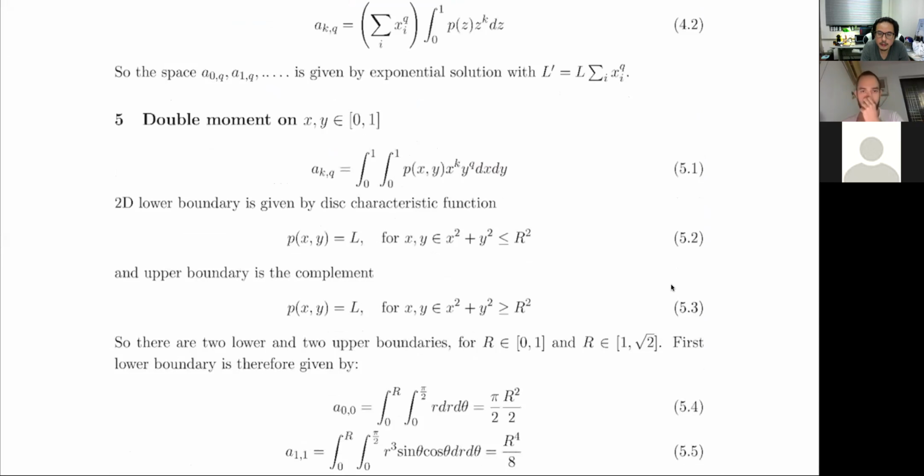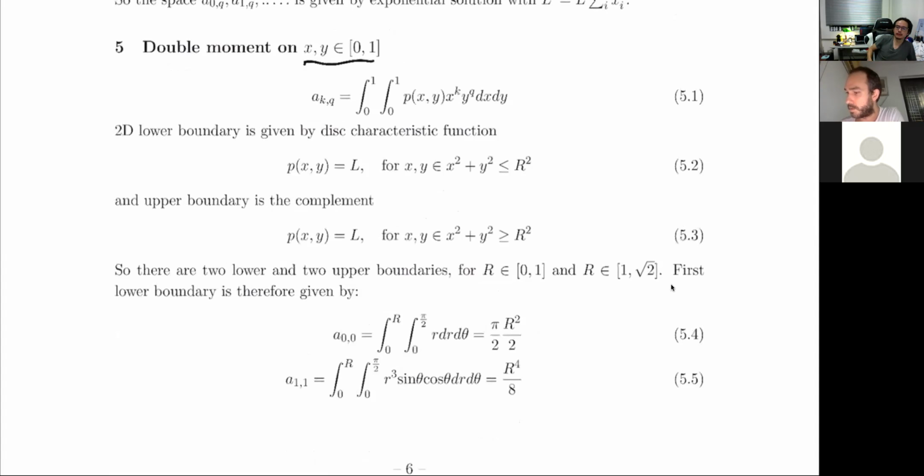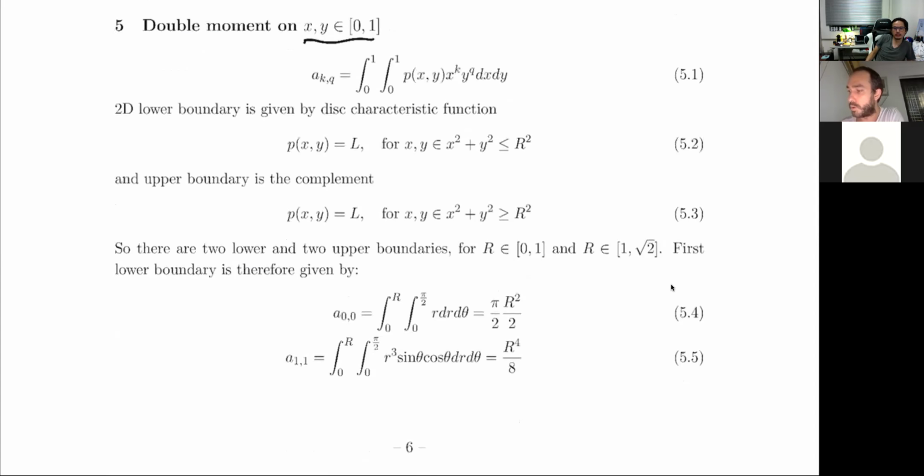Okay, so first some basic things of how the boundary for the 2D double moment works, because it's somewhat similar in other cases where one is discrete and the other is continuous. So here I do X and Y. It's a double moment in X and Y with both in 0, 1. And in this case, I look at the 2D boundary.